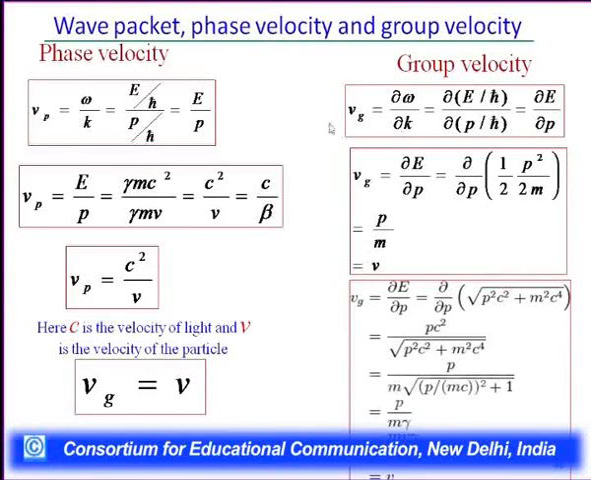For the group velocity, Vg is equal to d omega by dk. We take the differentiation of that. Then we put the values of omega and k as E by h cut and P by h cut, which gives del E by del P. Putting the value of E as P square by 2m, we get P by m, which is equal to v. In this manner we can solve wave packets in terms of phase velocity and group velocity.